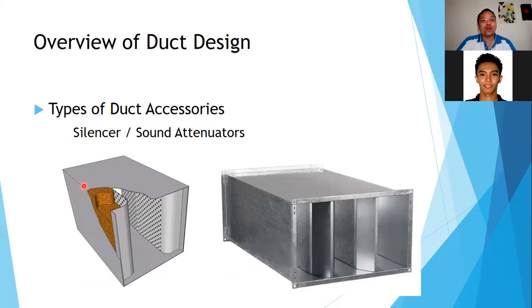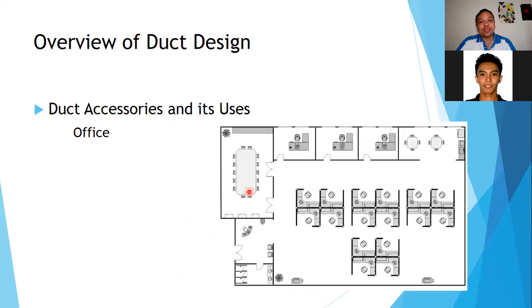Another one is a silencer or sound attenuator. You put this inside the ducting system so that the noise from your air handling unit or from your equipment does not transfer to your ducting system and to your air-conditioned space. So the low humming, rumbling noise of the air handling unit will not be heard from your equipment room in your air-conditioned space. This is an example of a typical office space.